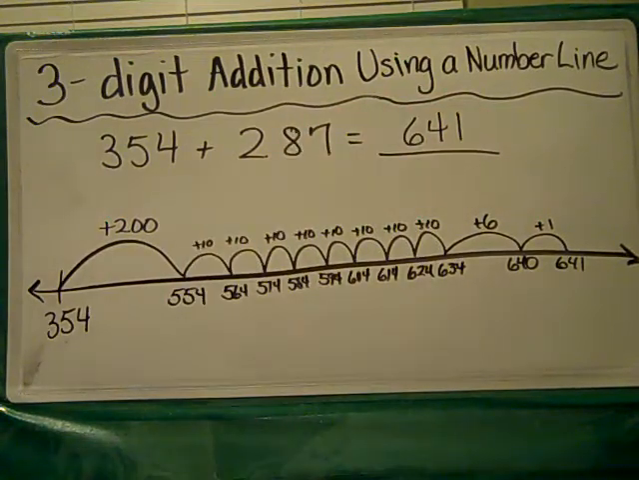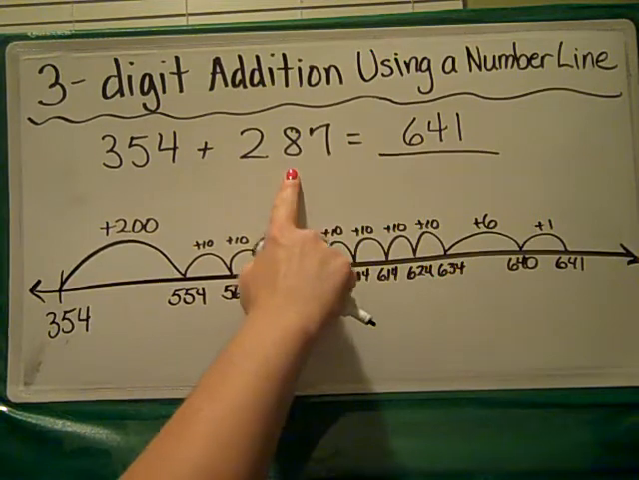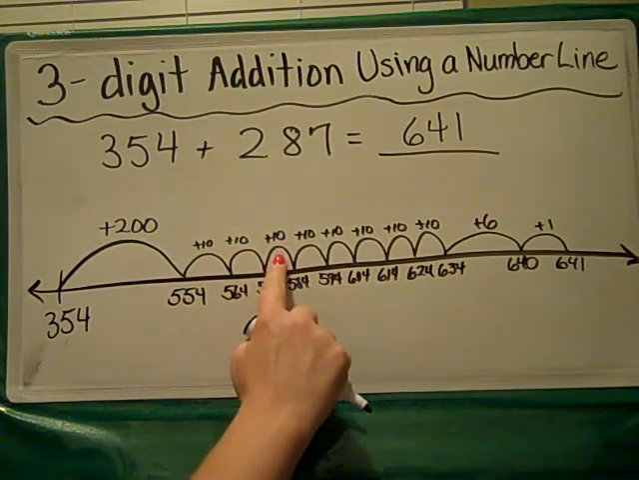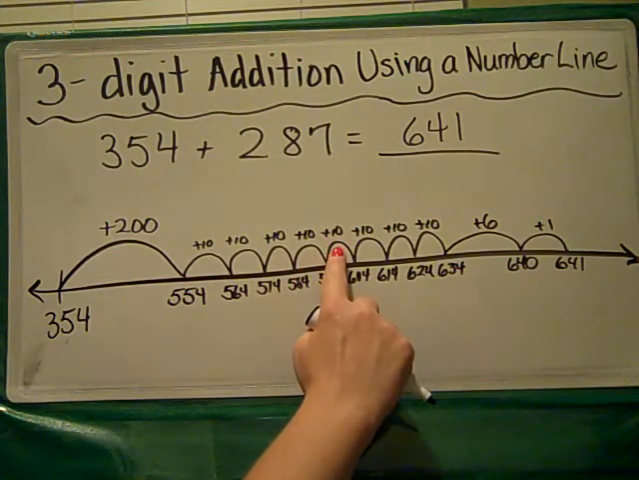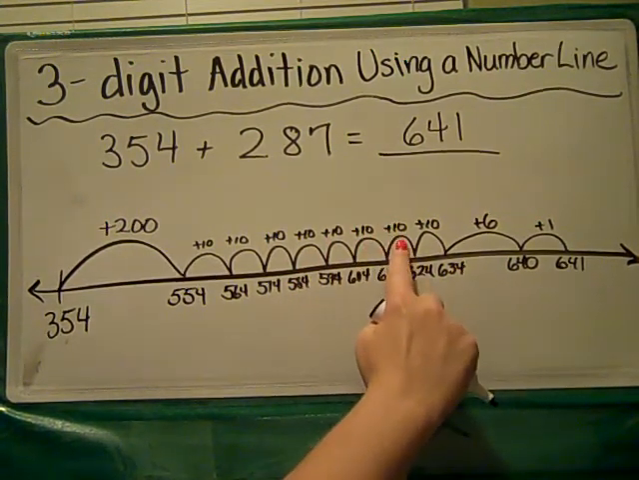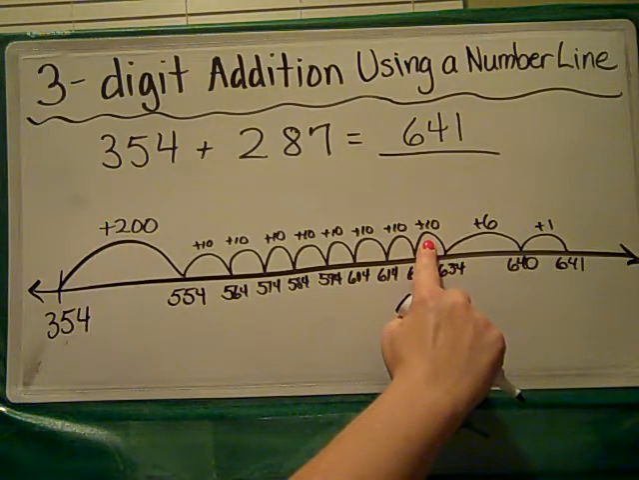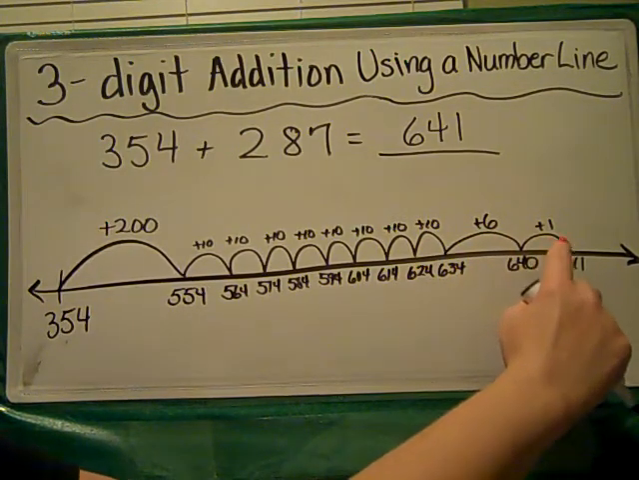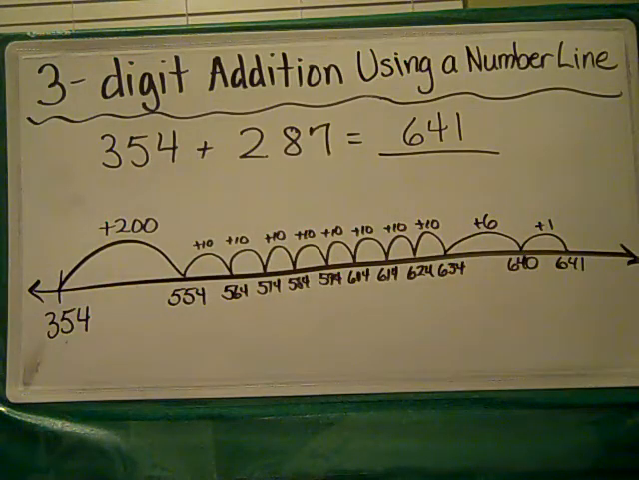which is my answer. But I want to kind of double check to make sure that I added 287. So I've got 200, 210, 220, 230, 240, 250, 260, 270, 280, 286, and 287. And my total is 641.